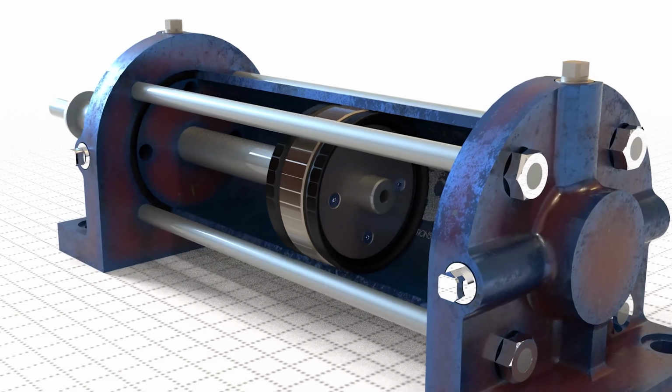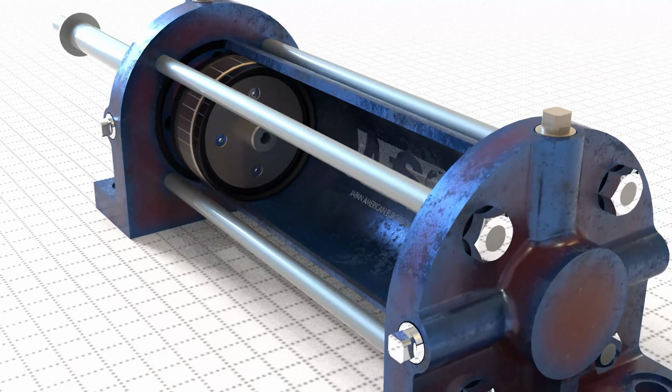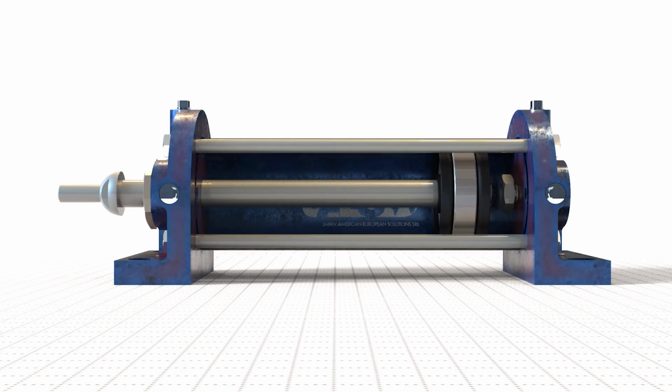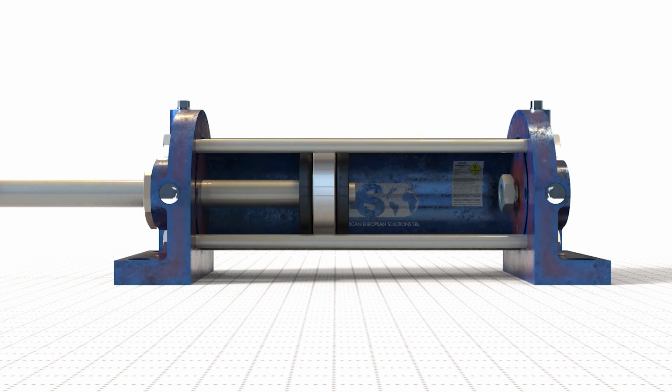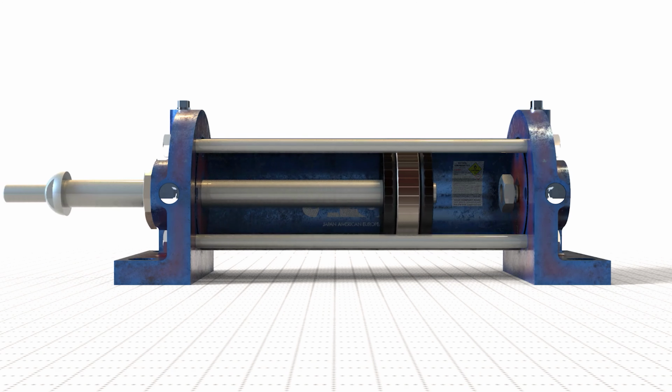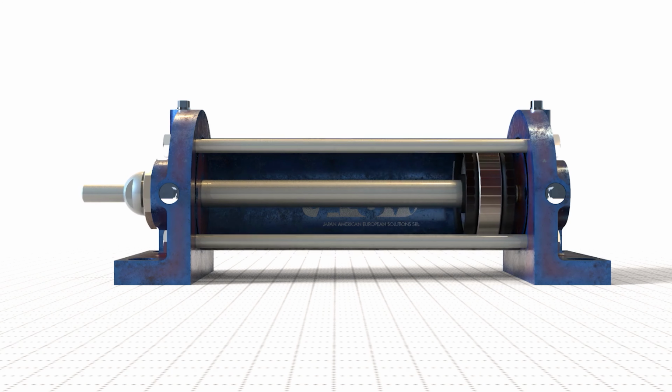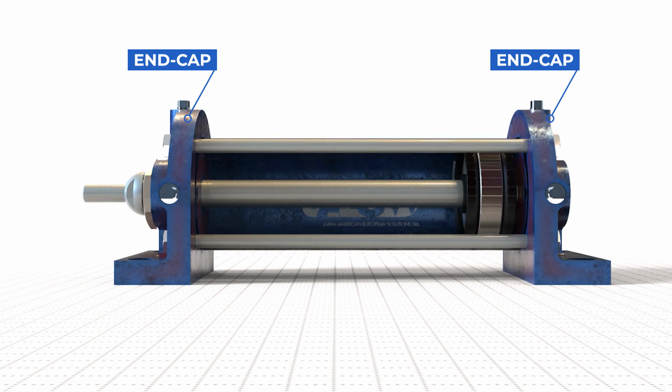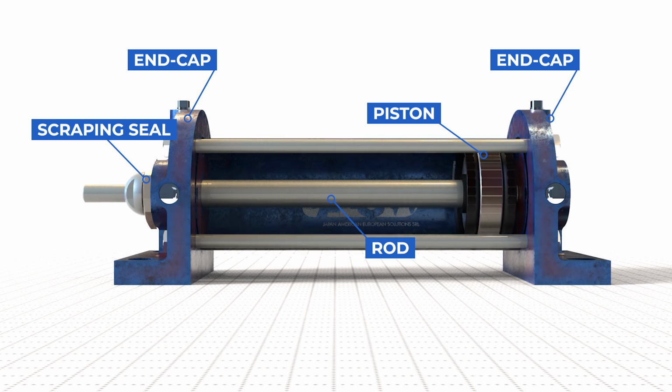Even in extreme temperatures. Light and requiring little maintenance, they generally produce less force and a lower speed than hydraulic or electrical systems, but they remain an economically advantageous alternative. The key components of a pneumatic cylinder include end caps, a piston, a rod, a scraping seal, a guide, and sealing gaskets.